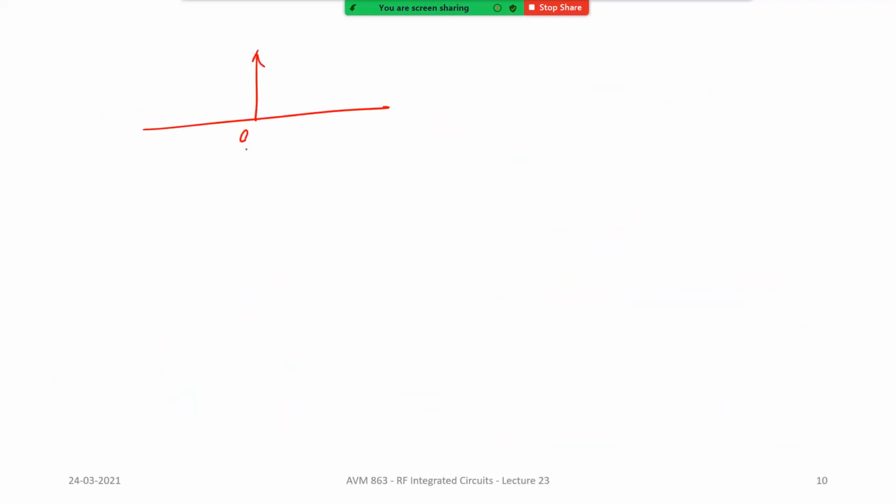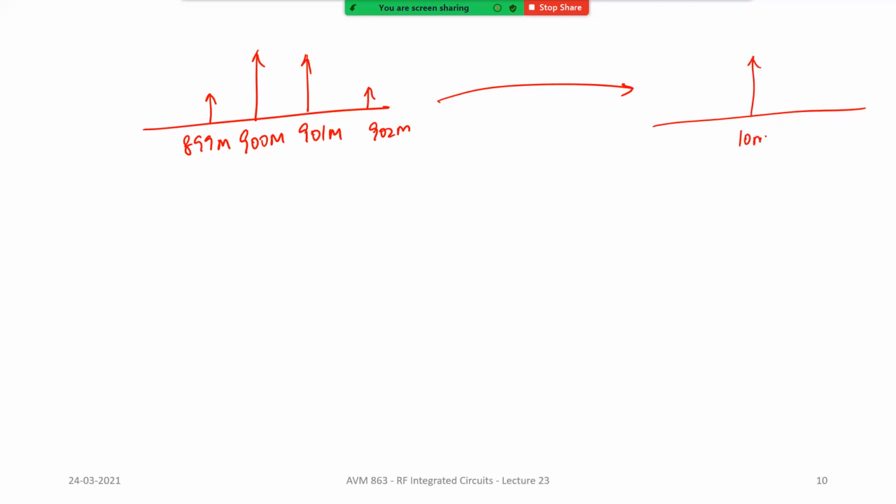Let me give a quick example. Let's say this is 900 megahertz, and this is 901 megahertz. What is 2F1 minus F2? You'll have 899 and you'll have 902 megahertz, correct? Now, if you down convert the whole thing such that 900 megahertz comes to 10 megahertz, then 901 becomes 11 megahertz, this will become 12 megahertz, and this will be 9 megahertz. Understood?